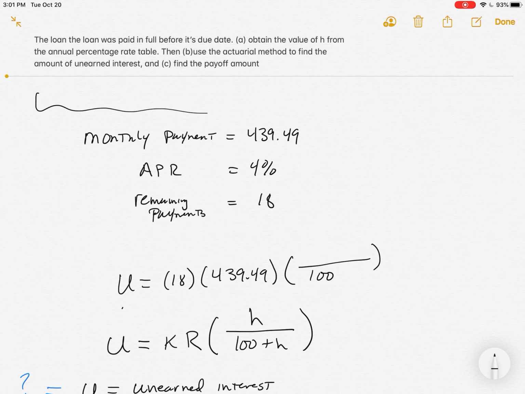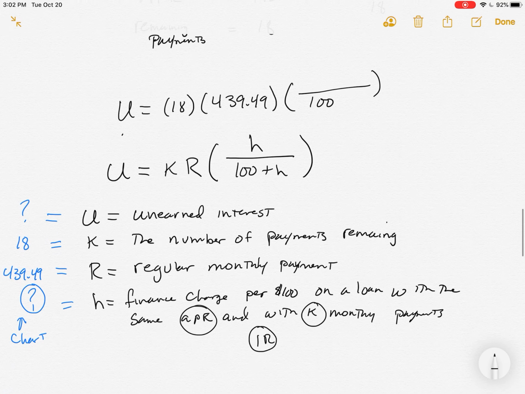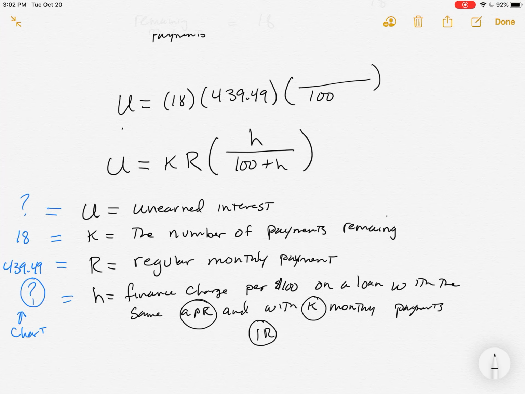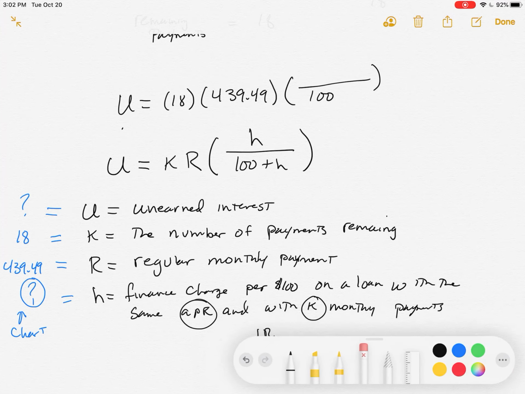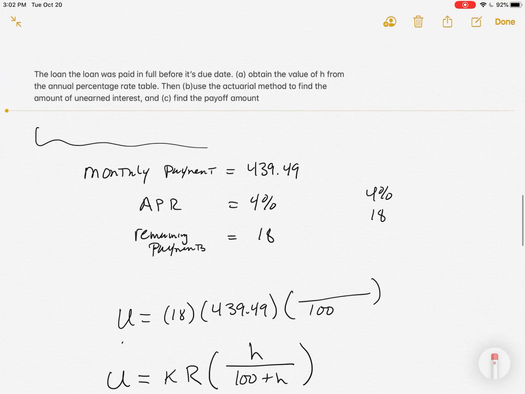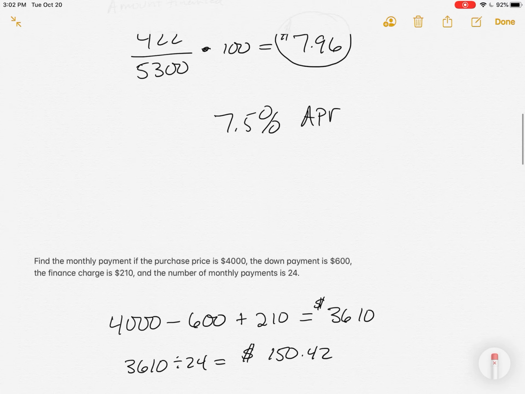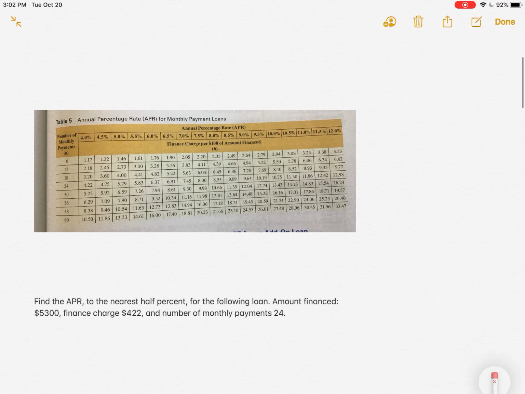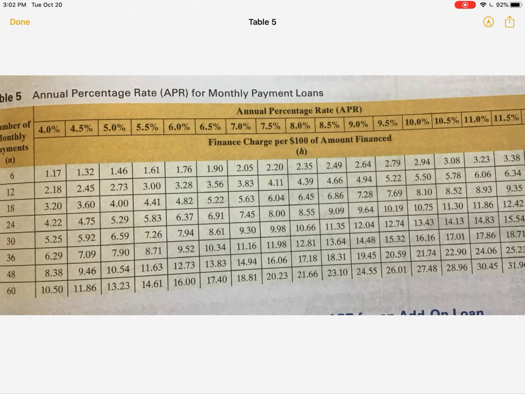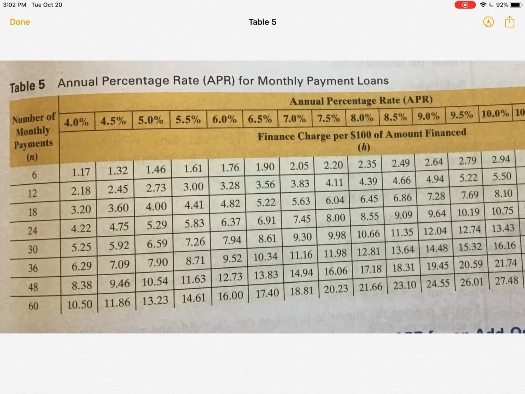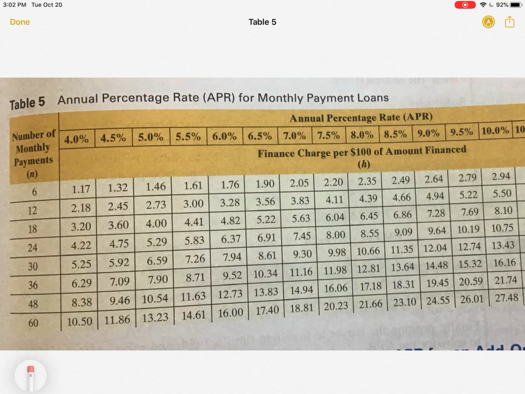So our APR is 4%. The remaining payment is 18. Apologize, I had already mentioned the interest rate. We called it the APR. So we just need to know those two pieces of information. So let's remember 4% and 18. And we'll come up here to our wonderful chart. And we're going to be in the 18 row.